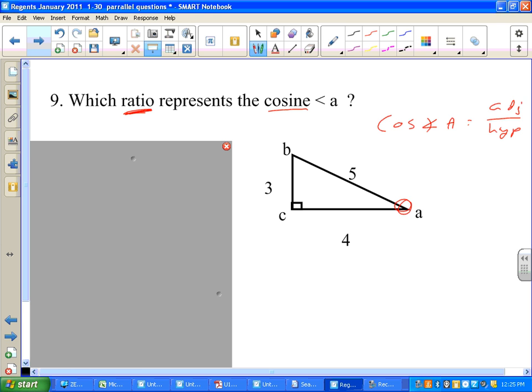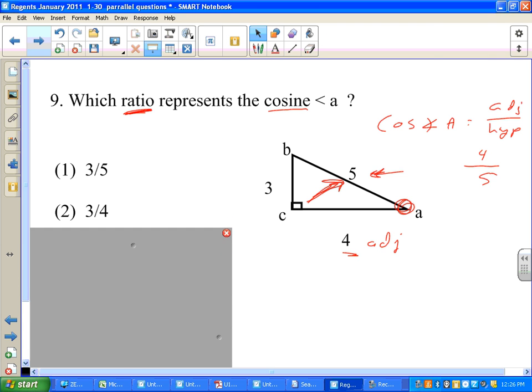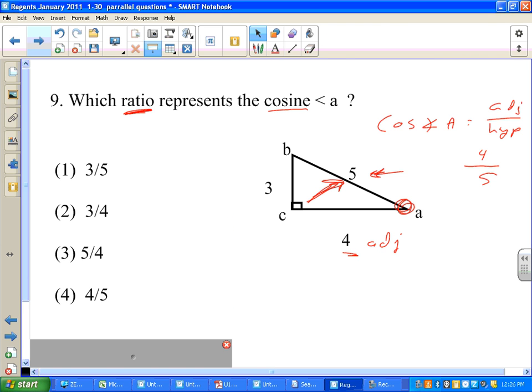I immediately see that I'm going to be standing on angle A. The adjacent is either going to be the 4 or the 5. I know that the 5 is the hypotenuse because it's opposite of the right angle. So 4 has to be the adjacent side. So 4 goes on top of the fraction. The hypotenuse is already the 5. We identified it because the 90-degree angle points to it. So 4/5. Let's take a look at the choices and see if 4/5 is one of our choices. There it is, choice number 4.